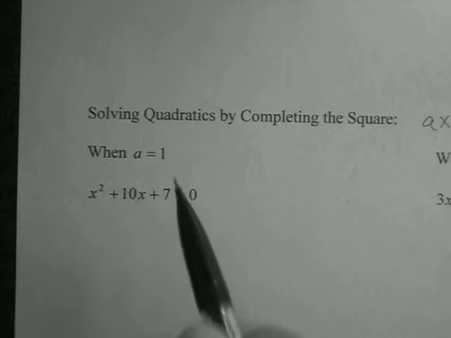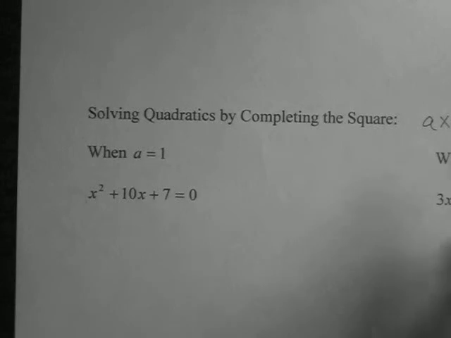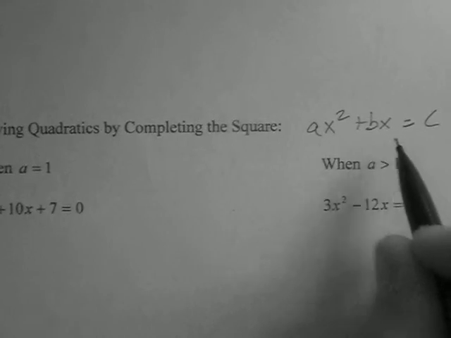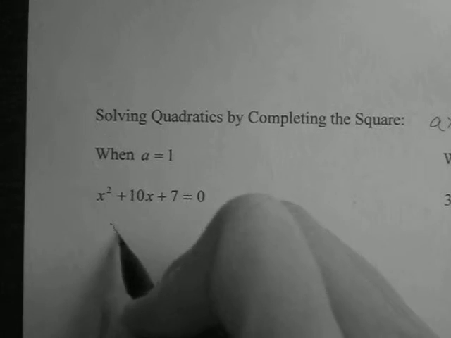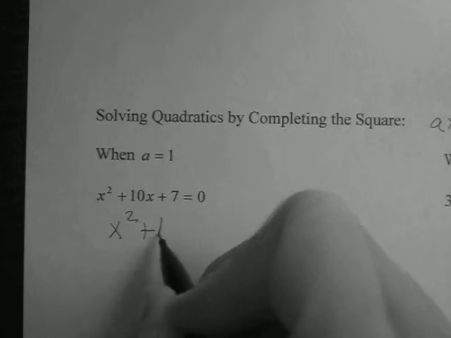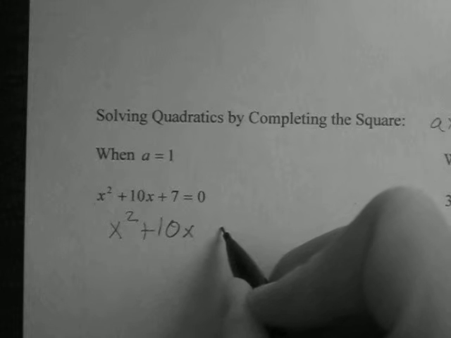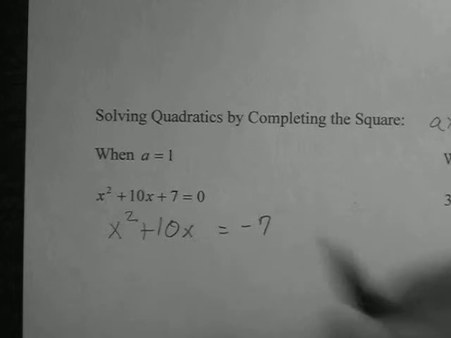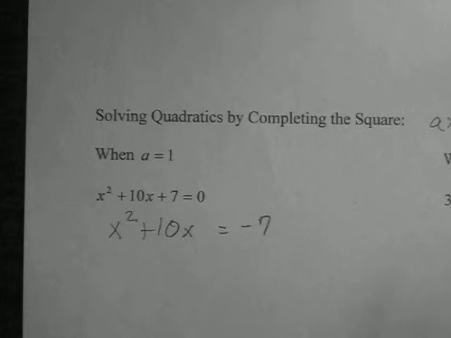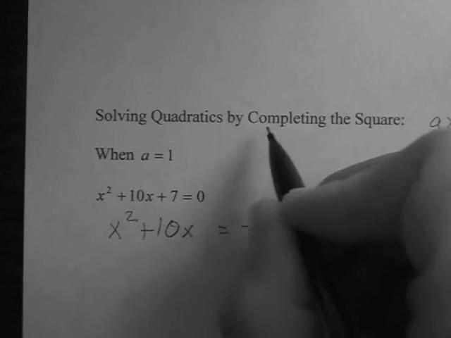But the way that you solve by completing the square is, first of all, you have to put it into this form. So I'm going to subtract the 7 to the other side. So now I have it in the correct form. And then I have to complete the square.